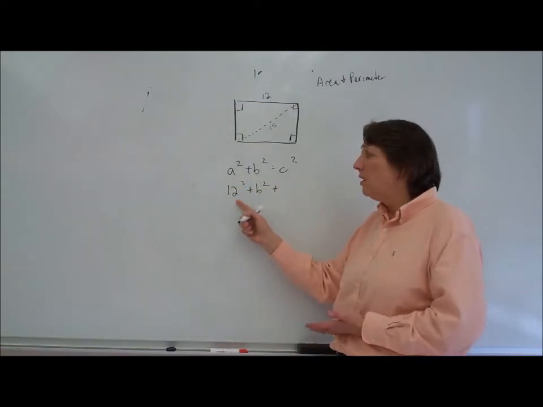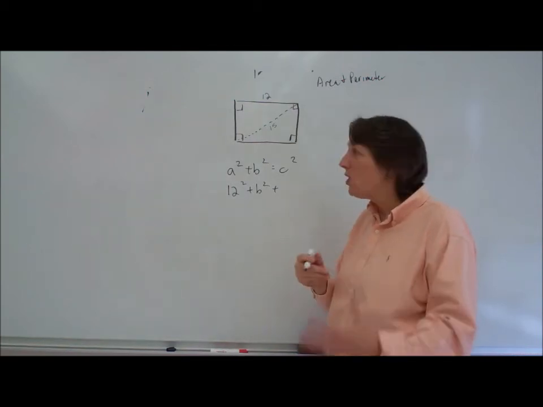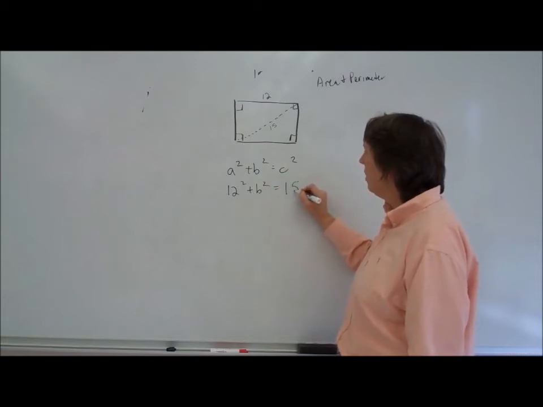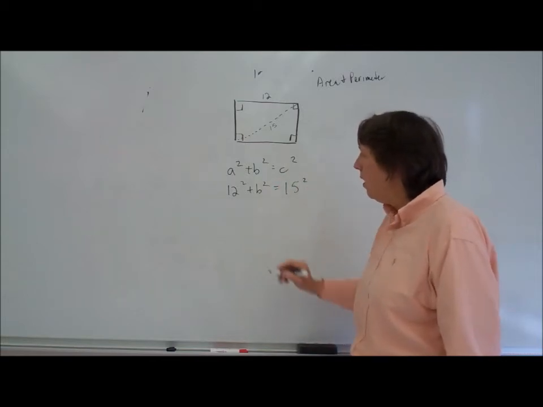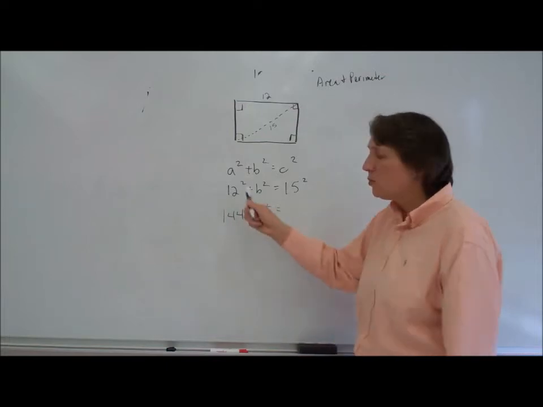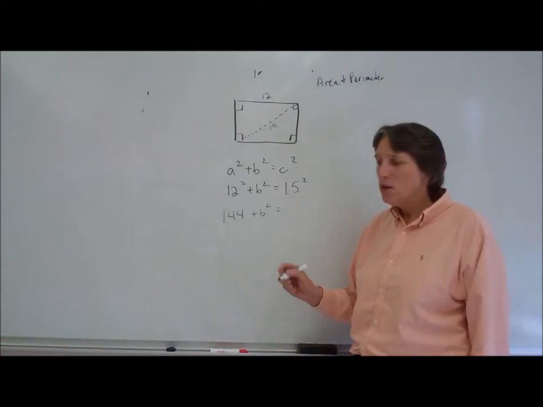Now, you could say we didn't know a squared and plugged it into b squared. It doesn't matter. Remember, the legs are interchangeable, which is a and which is b. And we're going to put equals 15 squared. Now, this is 144 plus b squared, because 12 squared is 144. And then we get 225.